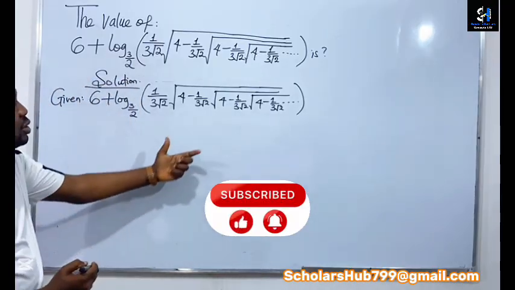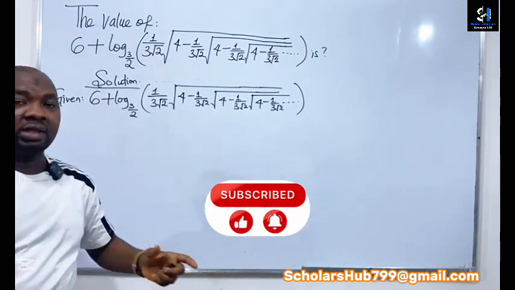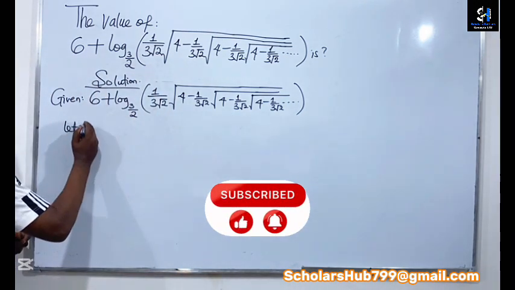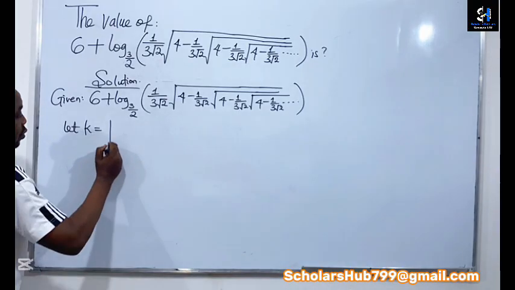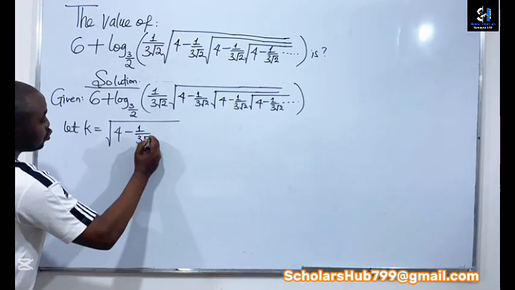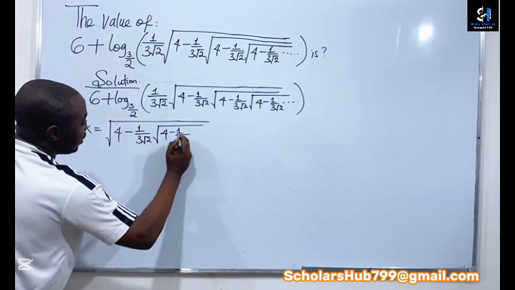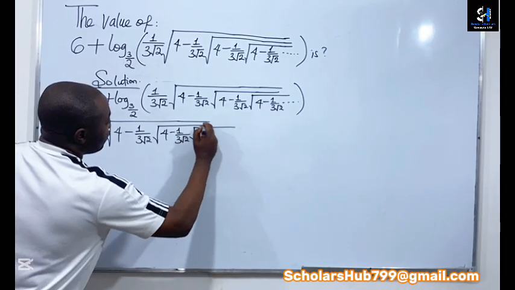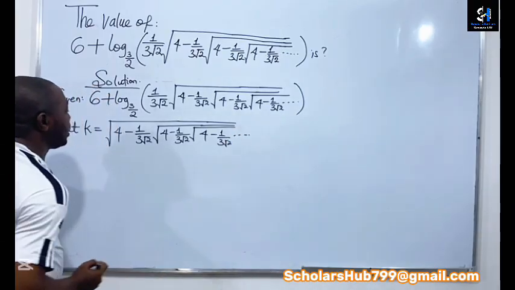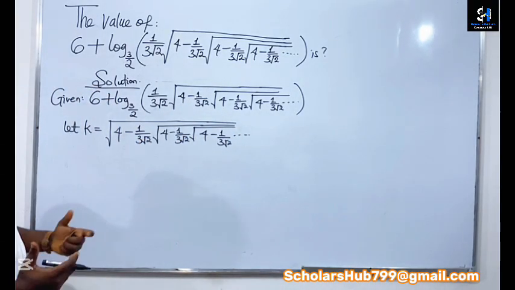So now, this is where I can represent this expression with a letter from the alphabet. So let me choose a letter to represent this. I can say let k equals radical 4 minus 1 over 3 root 2 of radical 4 minus 1 over 3 root 2 of radical 4 minus 1 over 3 root 2, like that. All right, so having represented this expression with letter k.